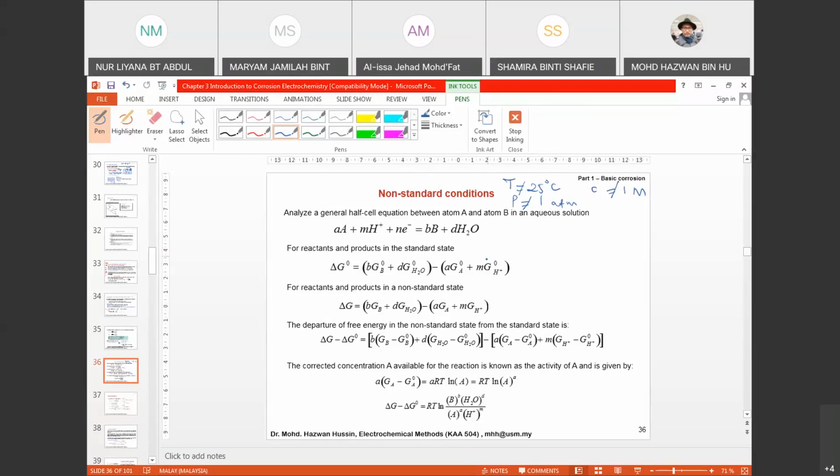So you see over here that for non-standard state, the changes of energy will always become like this, which you have seen just now. And the departure of free energy in a non-standard state from the standard state is as follows. You subtract the standard values from the non-standard values. The corrected concentration of A available for the reaction is known as the activity of A and is given as this one.